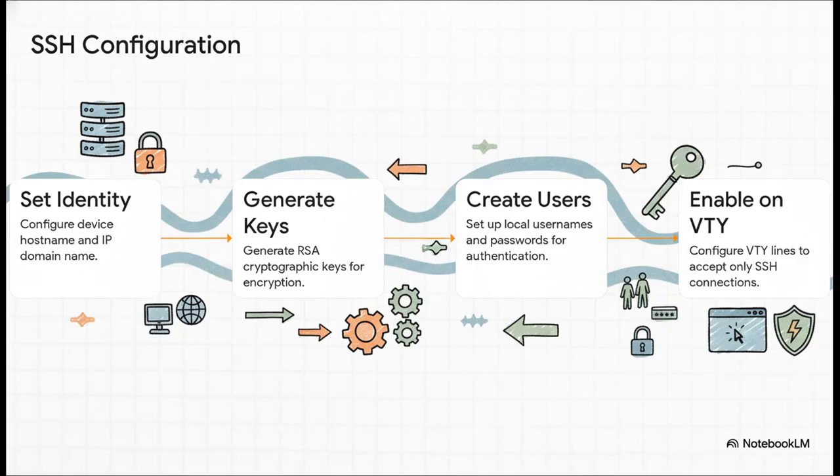Okay, so setting up SSH isn't just flipping a switch. There's a logical path to it. First, you've got to give the device an identity, a host name and a domain name, so you know what you're connecting to. Then, and this is the really important part, you generate these special cryptographic keys. Think of them as the secret code for your secure tunnel. After that, you create user accounts to make sure only the right people can log in. And finally, you tell those VTY lines to only listen for SSH connections. You basically slam the door on Telnet for good.